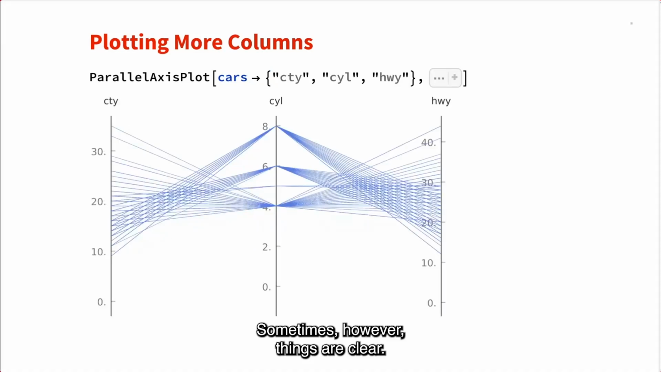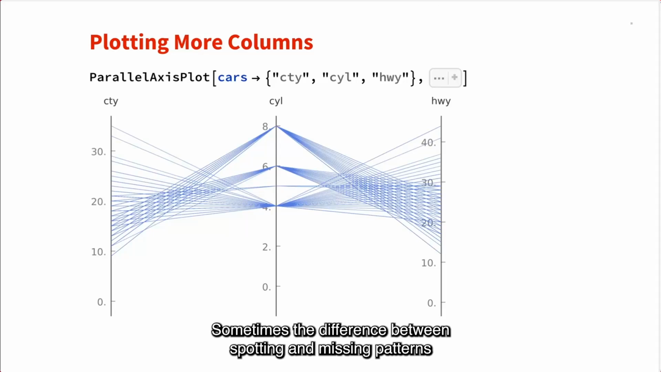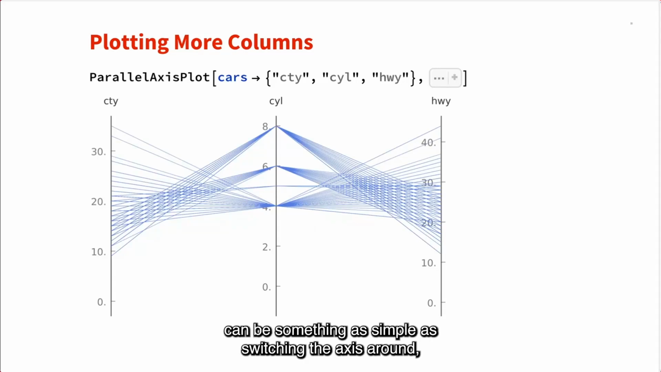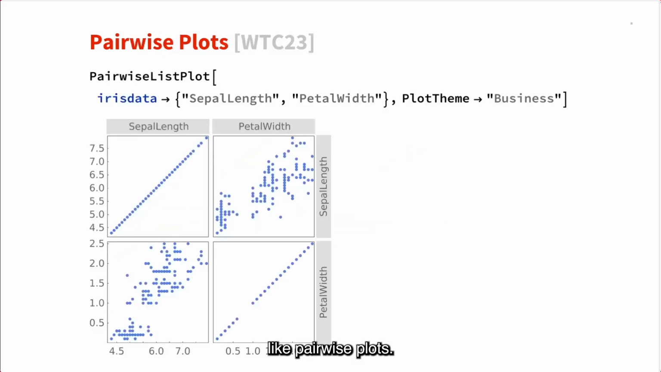Sometimes, however, things are clear. So here with cars data, one can see a clear pattern linking number of cylinders and mileage. Also, apparently there are some 5-cylinder cars. Sometimes the difference between spotting and missing patterns with position encoding can be something as simple as switching the axis around. And this is something that is built into plots that use position encoding in special ways, like pairwise plots.